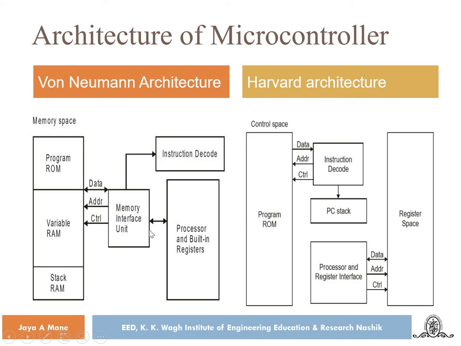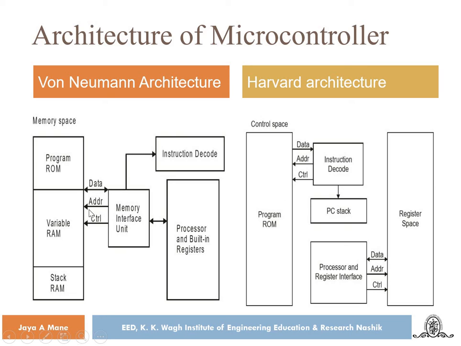Because of this, the von Neumann architecture requires less space. Harvard requires more space, but it provides faster execution, because in the case of the Harvard architecture, since the ROM and RAM are provided separately, we can have the data and the address execution simultaneously.